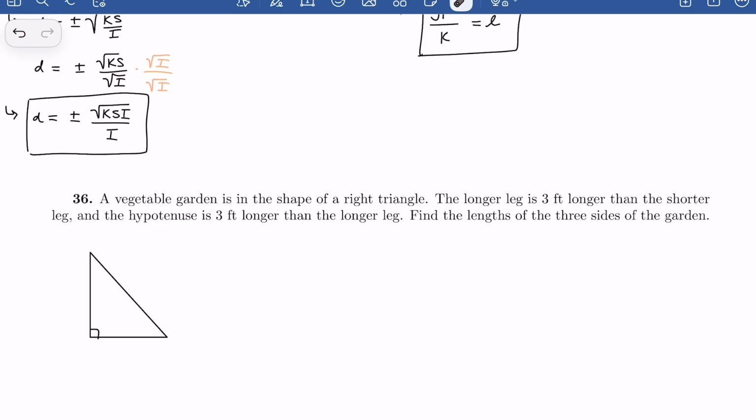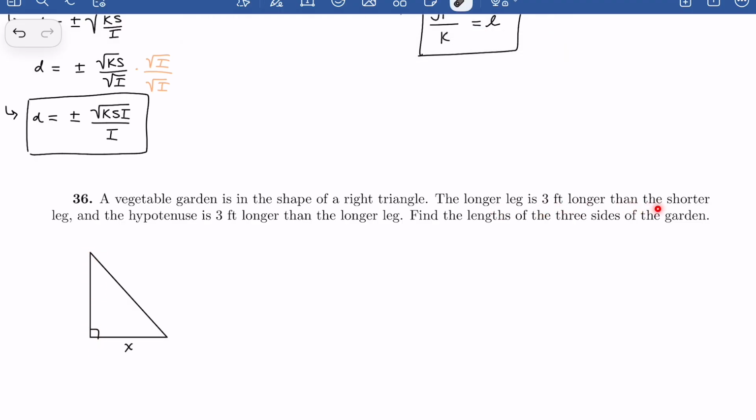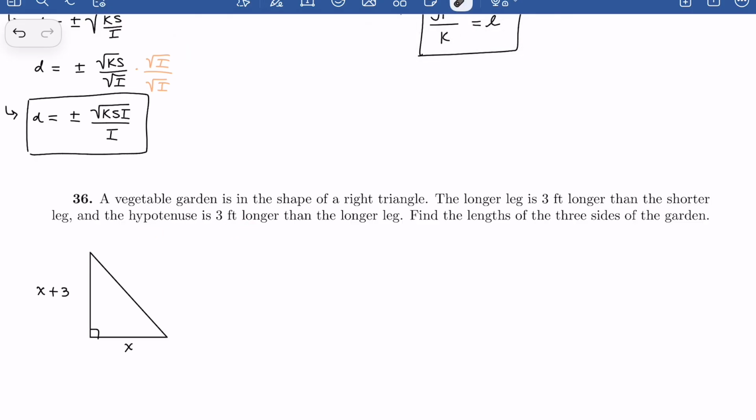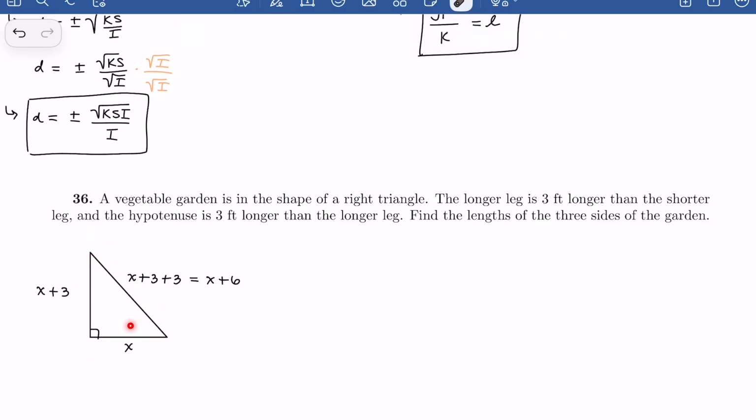Okay, so what we're going to do is let x be the length of the shorter leg here. So this is going to be x. The longer leg, which is going to be this side, is 3 feet longer than the shorter leg. So this longer leg here is going to be x plus 3. And then the hypotenuse here is going to be 3 feet longer than the longer leg. So it's going to be 3 feet longer than this. We're going to end up with x plus 3, which gives me x plus 6. All right, so these are the lengths of the three sides of the triangle, and that's exactly what we want to find. Now, in order to find these actual lengths, we need to find what x is.